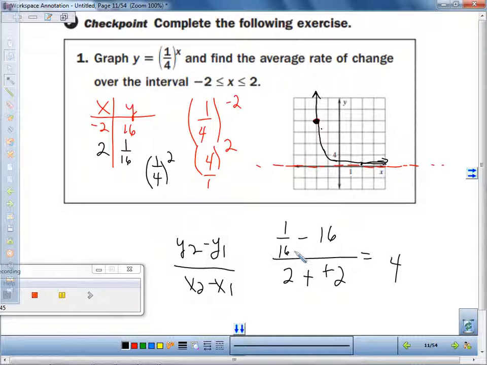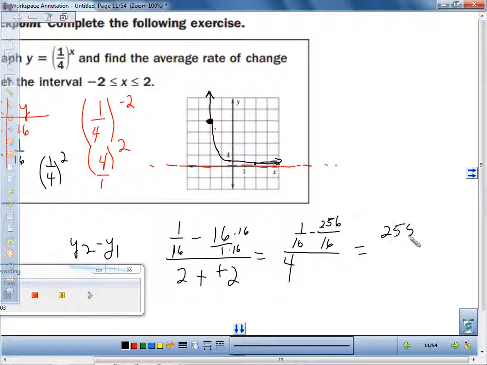We want to get the same denominator here. So we're going to multiply this by 16. So we get 256. We get 1/16 minus 256 over 16, over 4. Take the difference here on the top part, and we end up with negative 255 over 16, over 4. Okay, we want to get the same denominator. Well, no, we don't need the same denominator. I'm sorry. We're dividing a whole fraction by a whole number, so we're going to take this and flip it and multiply. Okay, so when we do that, we end up with 1/4 times all this. So we end up with negative 255 over 64 as our average rate of change.